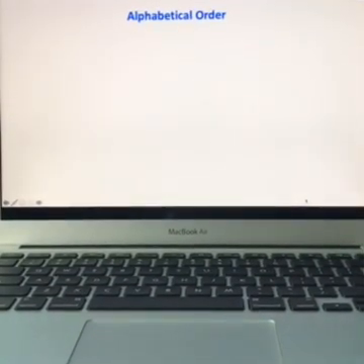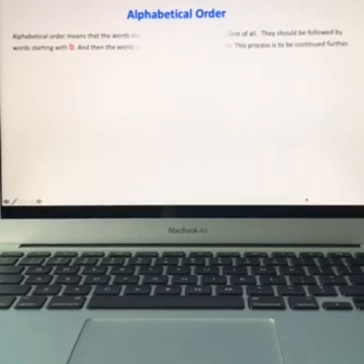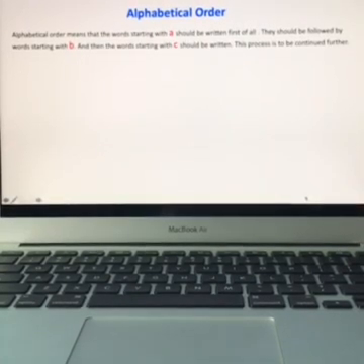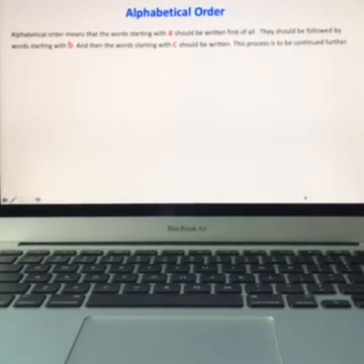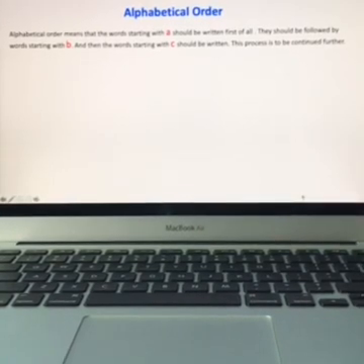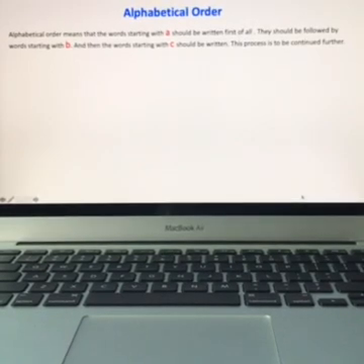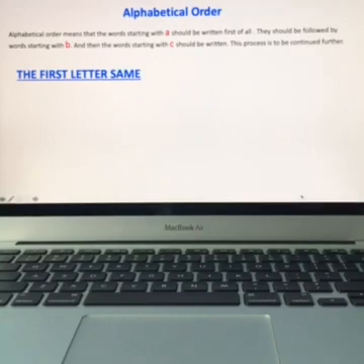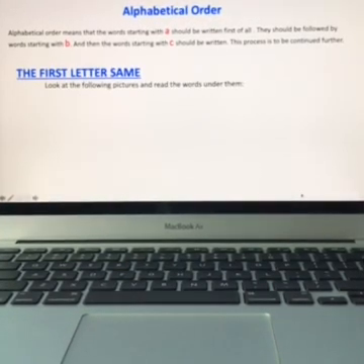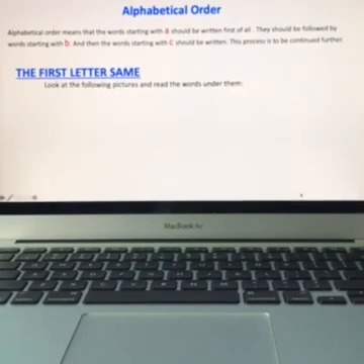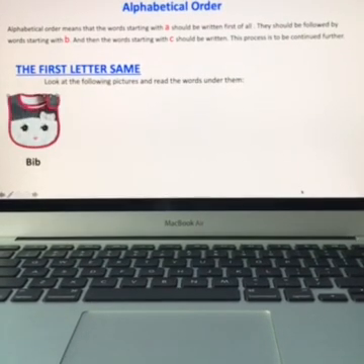Now come to alphabetical order. Alphabetical order means that the words starting with A should be written first of all. They should be followed by words starting with B and then the words starting with C should be written. This process is to be continued further. The first letter same. What we will do if the first letter is same? Look at the following pictures and read the words under them.